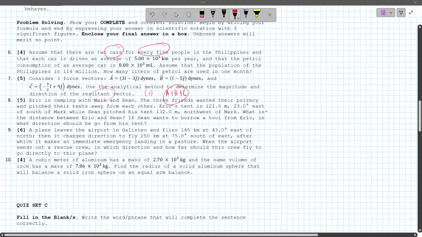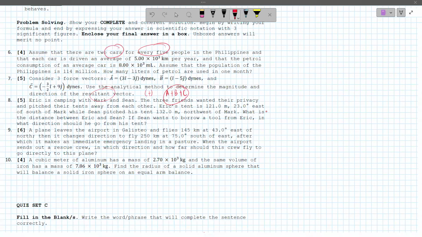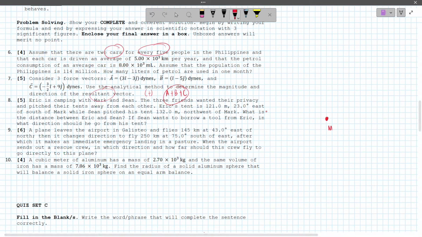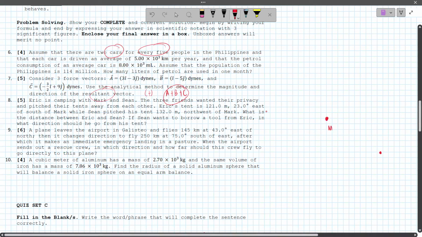So, in item number 3, we're going to switch. No, I'm sorry. We're going to visualize what's going on. So, meron tayong three characters, si Eric, Mark, and Sean, no? And sabi dito, Eric's tent is 1 to 1 meters south of Mark. So, relative to Mark. So, gawan muna natin ang position si Mark. So, ito si Mark. And then, 1 to 1 meters, 23 degrees east of south. Asan ba ang east of south? Nasa fourth quadrant. So, somewhere here is the position of Eric, no? So, paganyan. And this is 23 degrees east from south. So, ito. Okay.